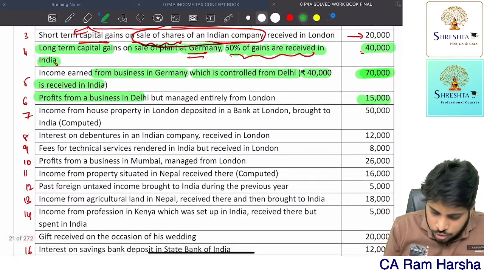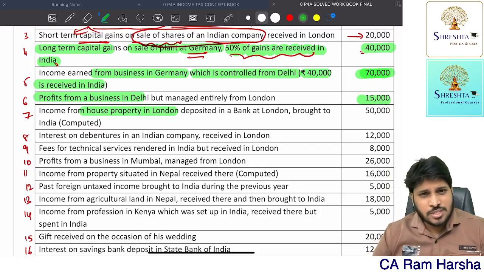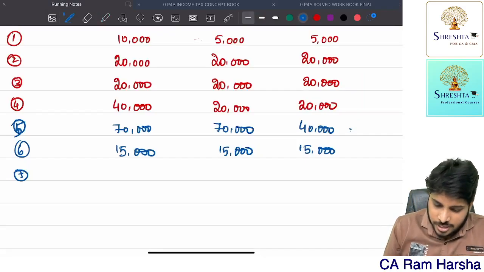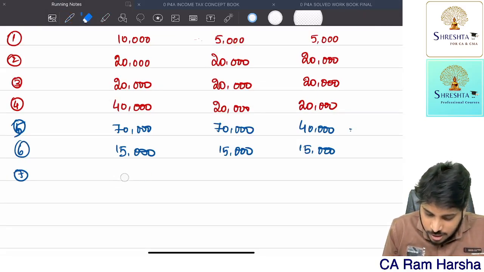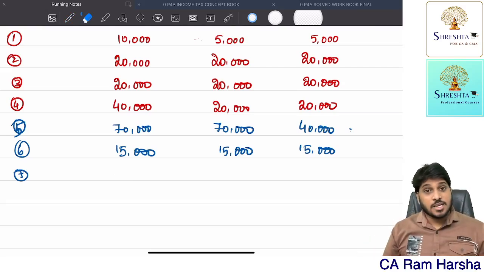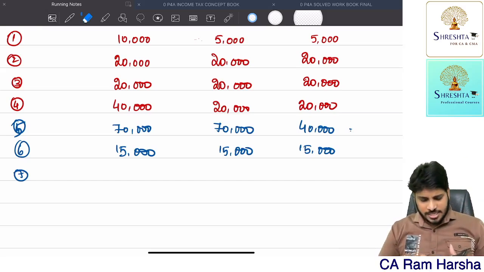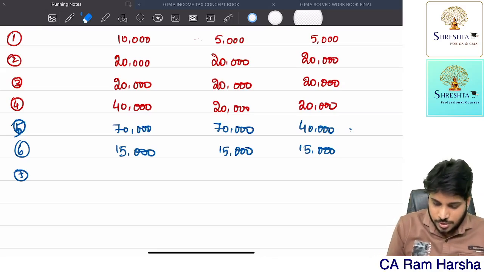And the 7th one. Income from house property in London. The source is outside. How much is the income? 50,000. For a resident, it is straight away taxable. But for house property, there is a 30% reduction: out of whatever rent you are getting, 30% is exempted. So 50,000 minus 30% will be 35,000.